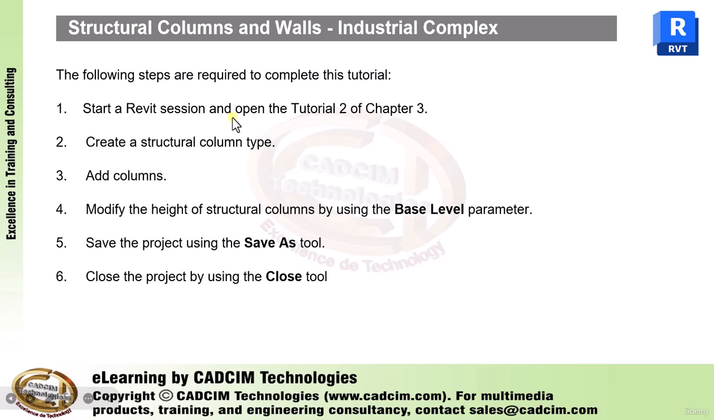Start a Revit session and open the tutorial 2 of chapter 3. Create a structural column type, add columns, modify the height of structural columns by using the base level parameter. Save the project by using the Save As tool and close the project by using the Close tool.